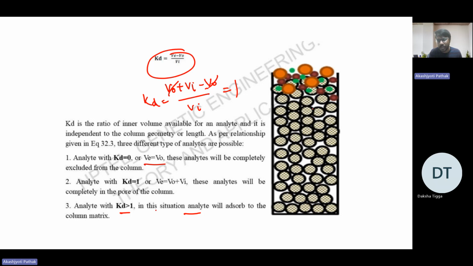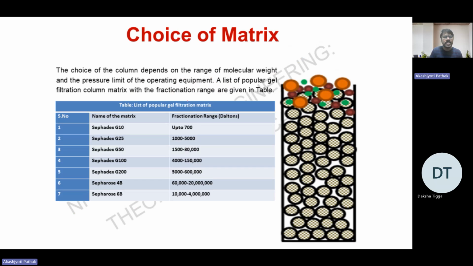So it will get adsorbed. It will remain adsorbed to the column matrix. So remember these concepts. As I was explaining, there are different types of columns: Sephadex, then Sepharose, then there are again Sephacryl, then Superdex. The different types of columns are present. Okay. And there are particular pore sizes.